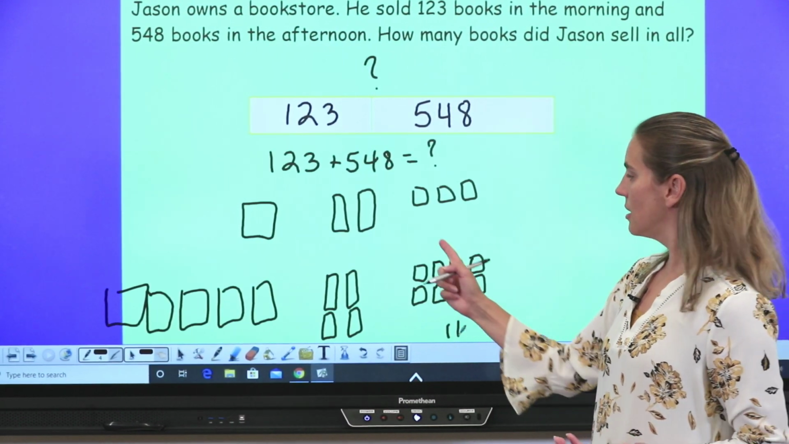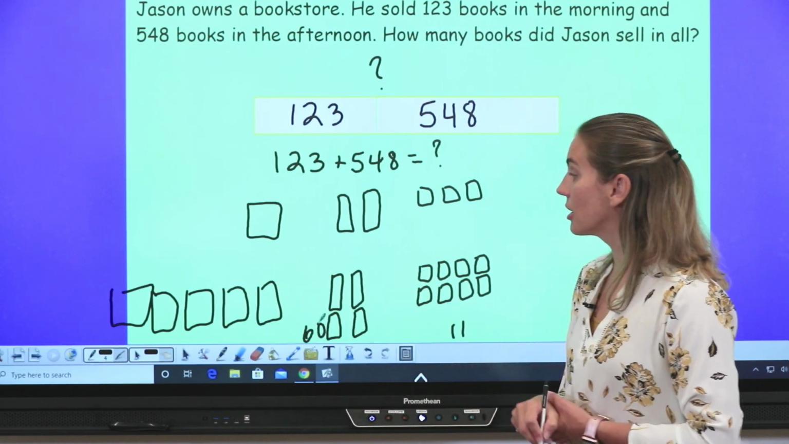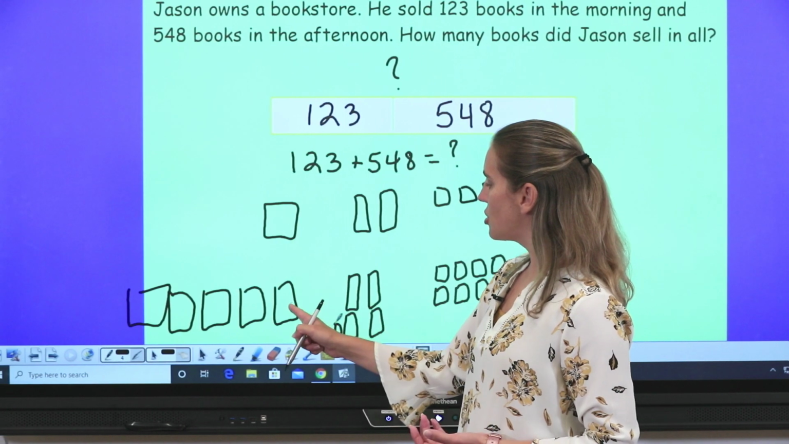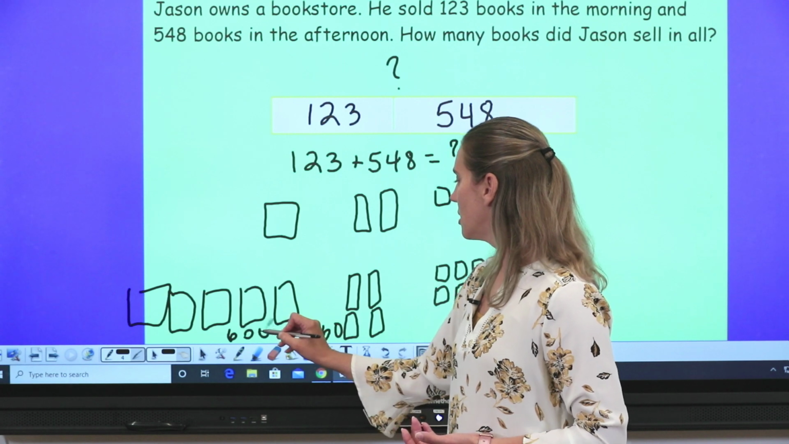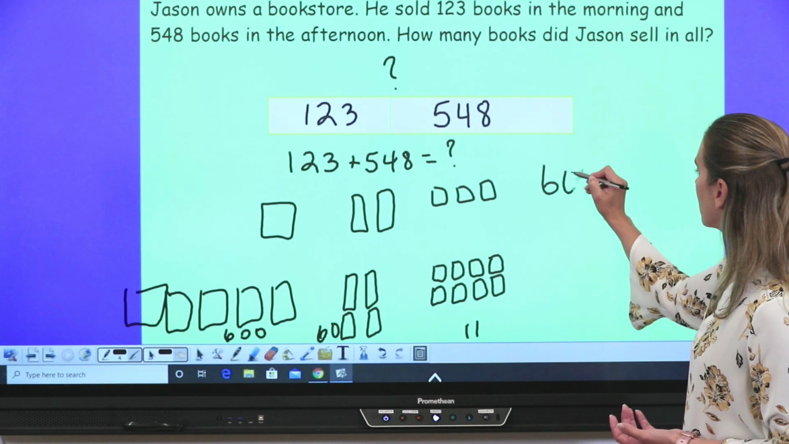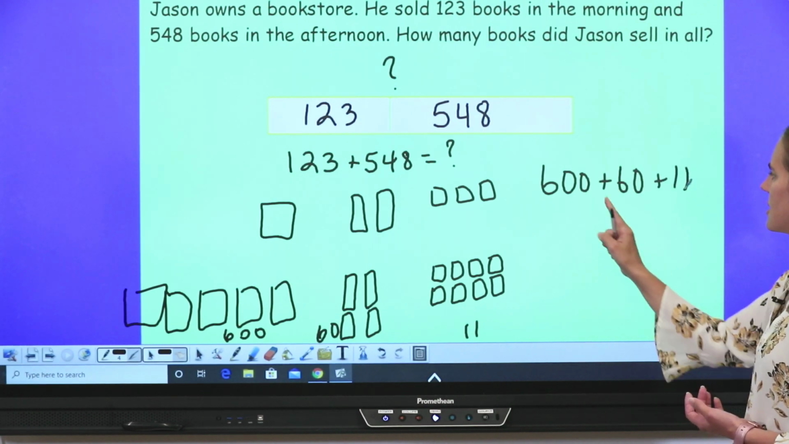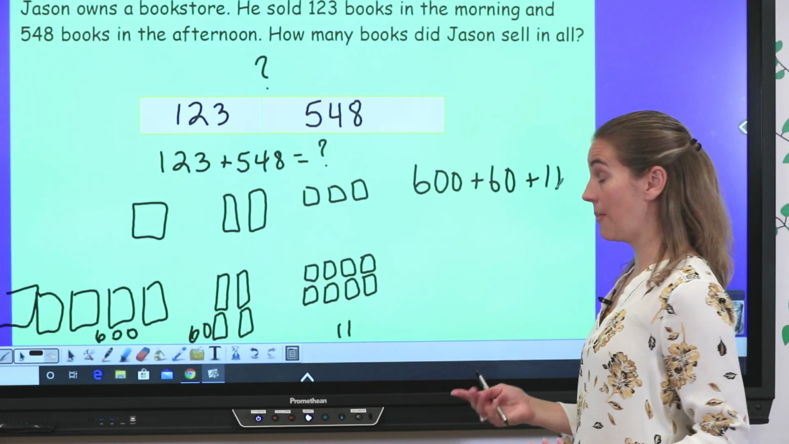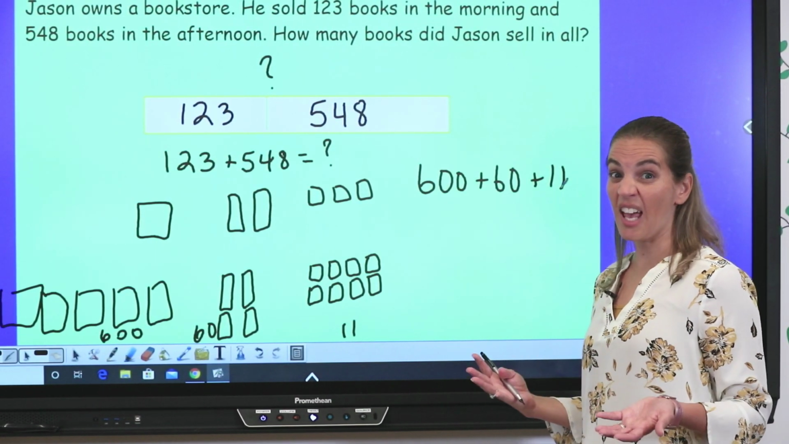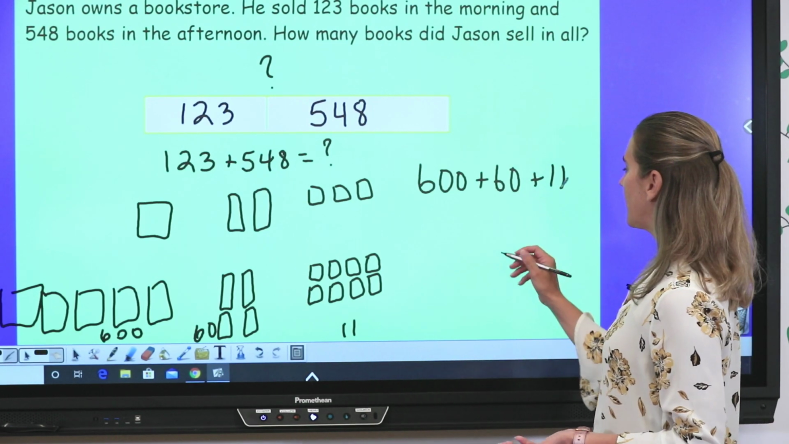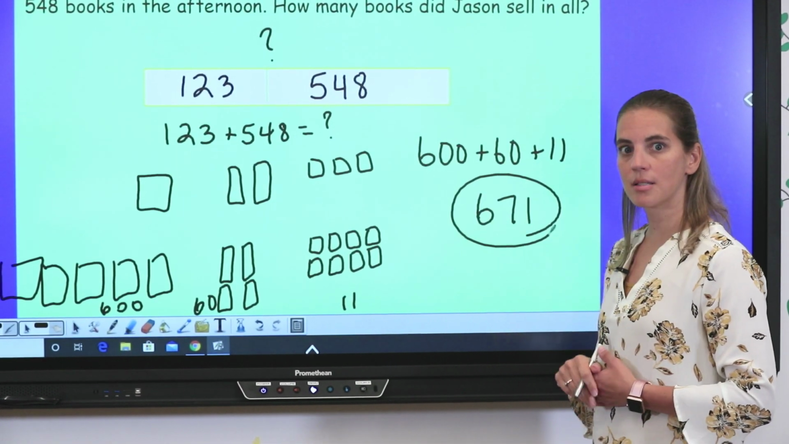Let's count by tens. 10, 20, 30, 40, 50, 60. I ran out of room down here. Let's count our hundreds. 100, 200, 300, 400, 500, 600. Oh my gosh. He sold a lot of books. 600 plus 60 plus 11. Let's see. 600 plus 60 is 660. I can break this apart into a 10 and a 1. So 660 plus 10 is 670. Then if I add that last one, I've got 671 books that Jason sold.